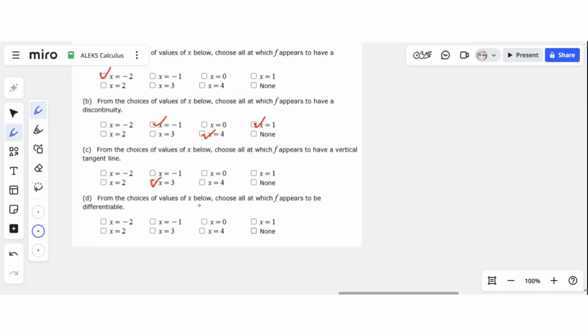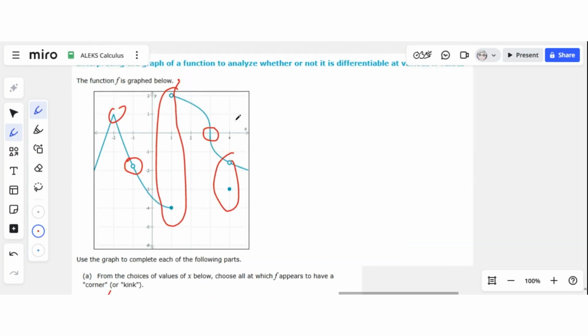From the choices of the x values below, choose all at which f appears to be differentiable. So not at 3, 4, 1, -1, or -2. I don't think we checked 0. We'll double check these when we look on the graph. We did check 1. Did we check 2? Doesn't look like it. And we did check 3, and we did check 4. So we want to check 0 and 2 here, just to make sure.